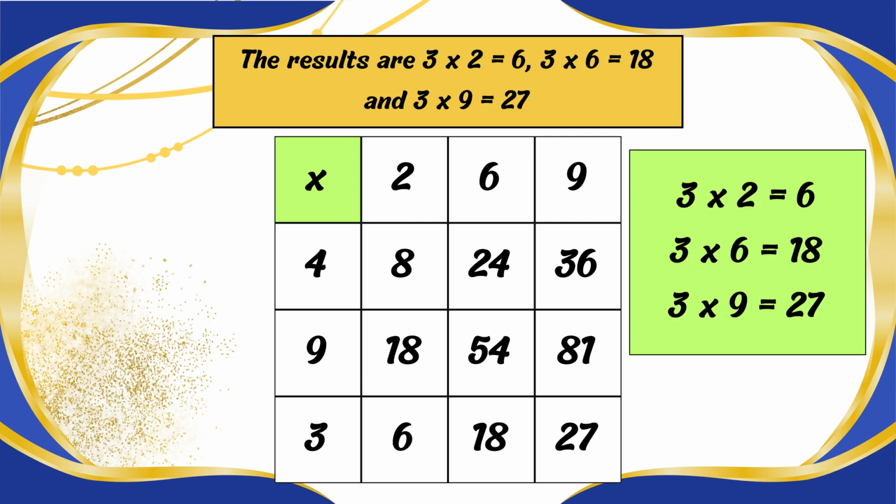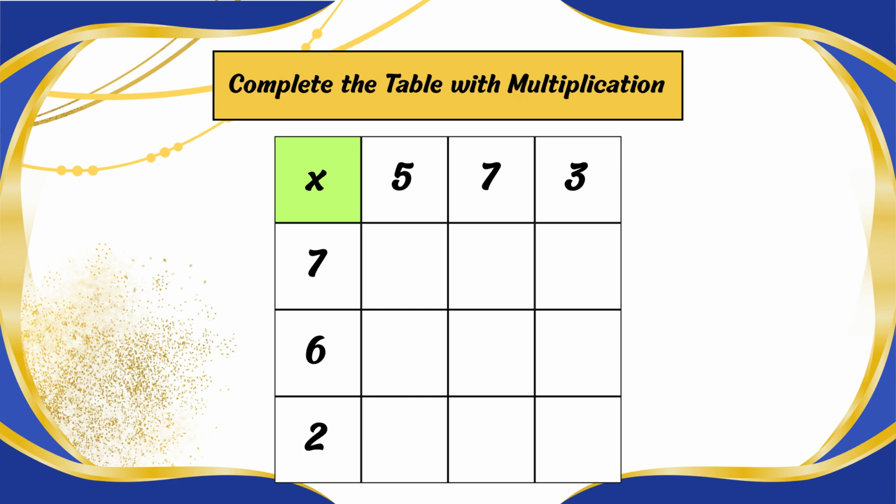The results are 3 times 2 equals 6, 3 times 6 equals 18 and 3 times 9 equals 27. Complete the table with multiplication.